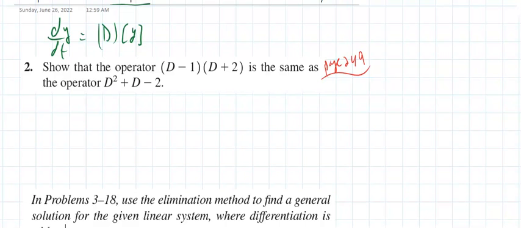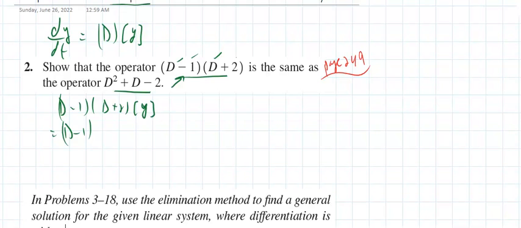For example, they say show that this operator, taking a derivative plus 2, times derivative minus 1, of a function is the same. You'll notice that this is foiling that. If I take D minus 1, D plus 2 in any order operating on y, that would be D minus 1 operating on the derivative of y, plus 2 times y.